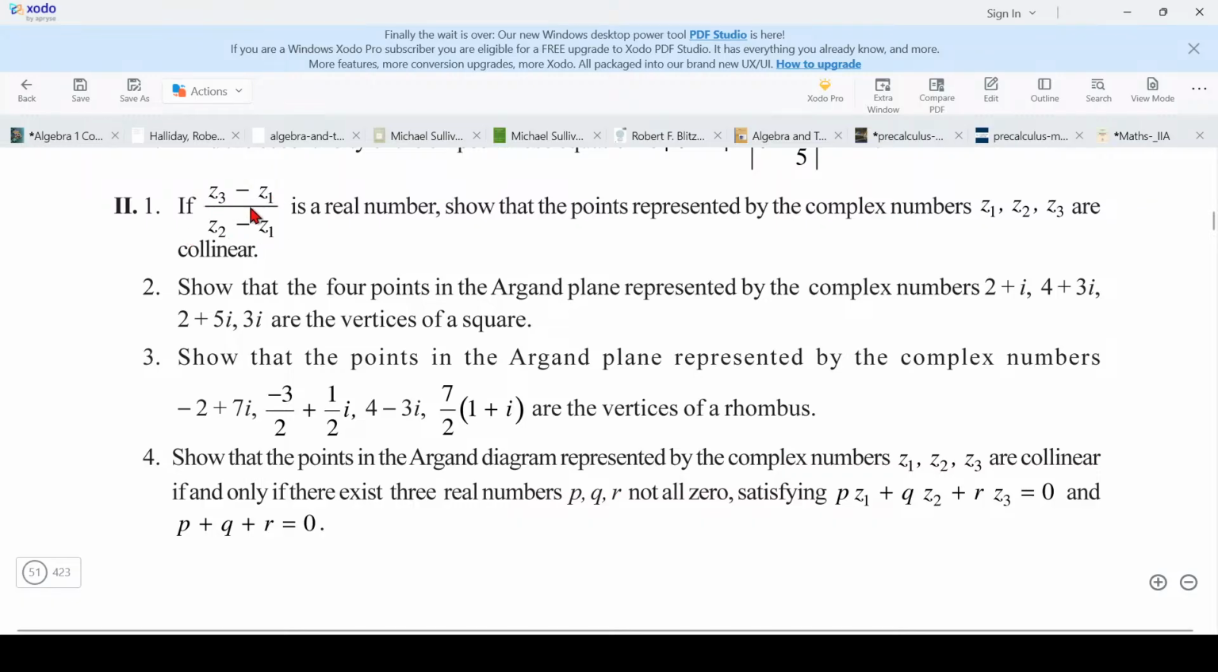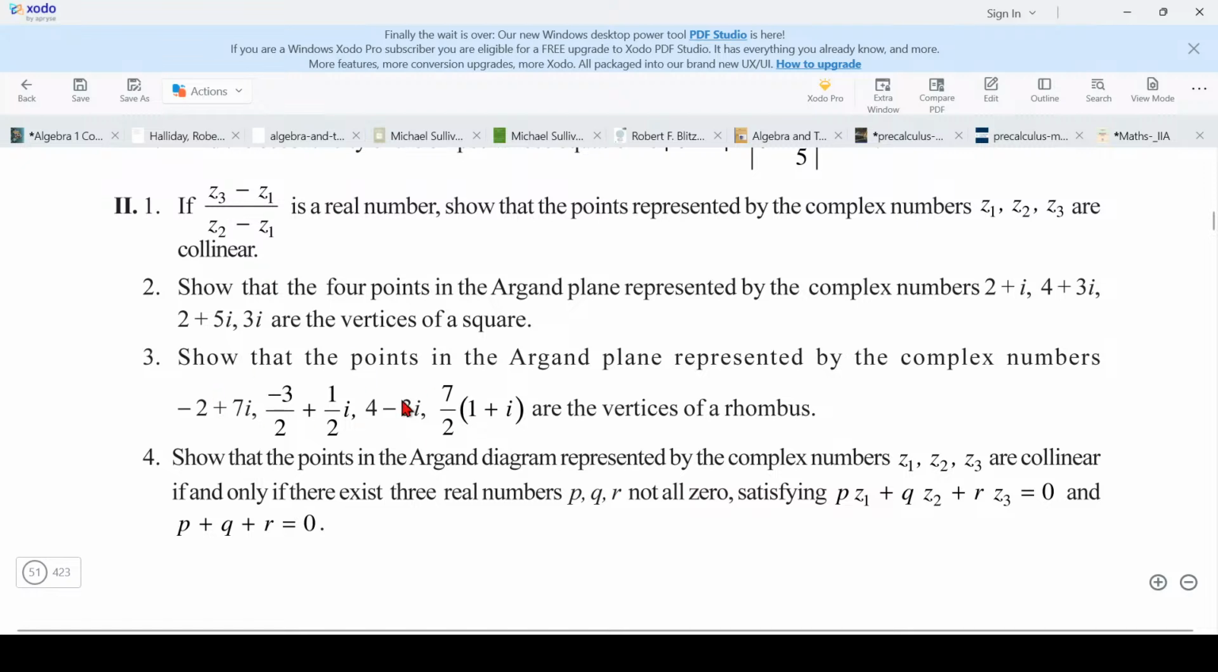This one is a real number. That means this one is this and this, they follow the same direction, right? The angle between them, sir, is actually 0, right? Let's say real number means equals to 3. So that means z3 minus z1 equals some 3 into z2 minus z1. That means both are in the same direction. That means all three are collinear, right? Yes, sir.